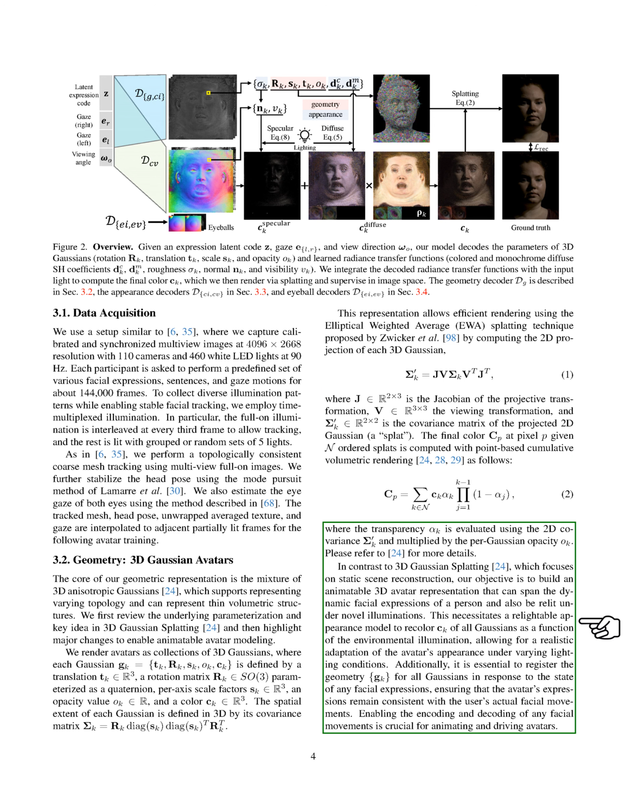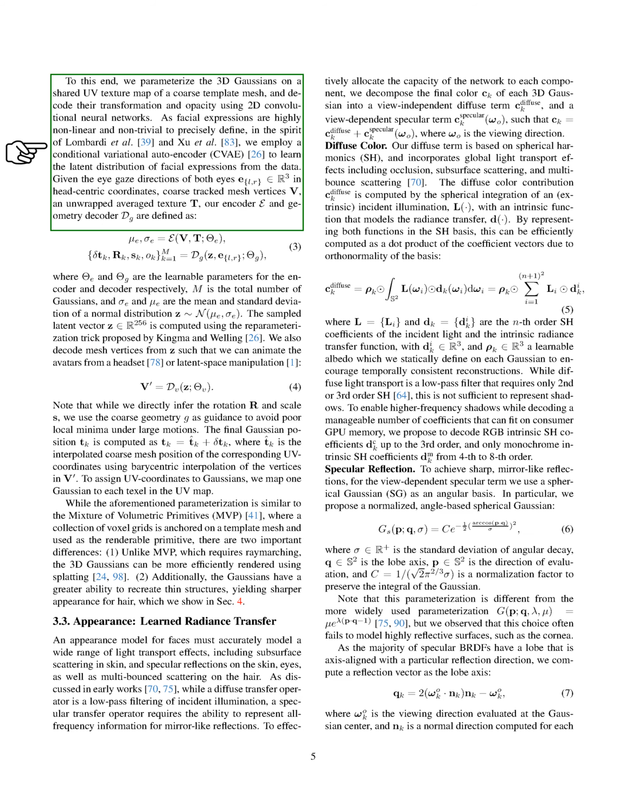Unlike previous methods, our goal was to create a 3D avatar that can mimic a person's dynamic facial expressions and be relit under different lighting conditions. To achieve this, we needed a relightable appearance model that can adjust the color of all Gaussians based on the environmental lighting. We also needed to adjust the geometry of all Gaussians based on the person's facial expressions. To animate the avatar, we used a shared UV texture map of a coarse template mesh and decoded their transformation and opacity using 2D convolutional neural networks.